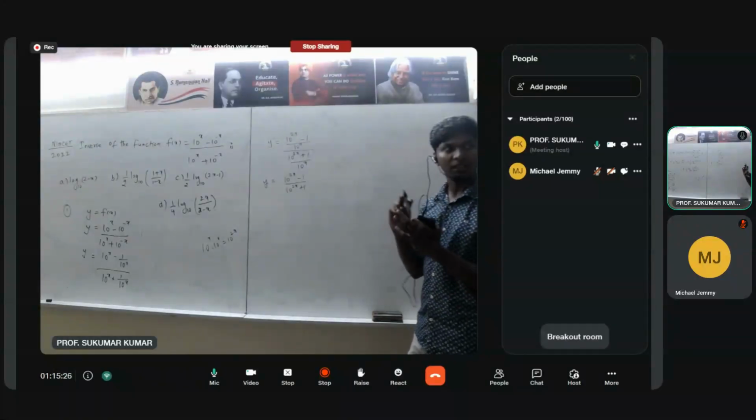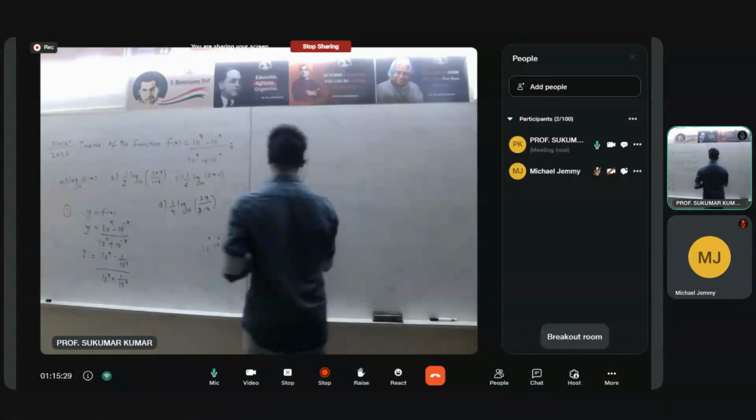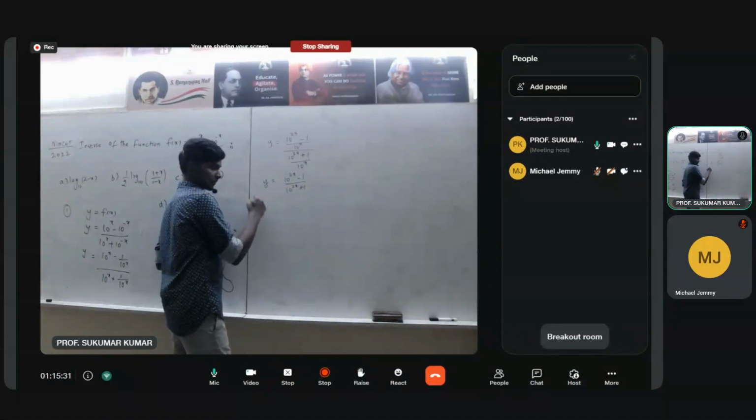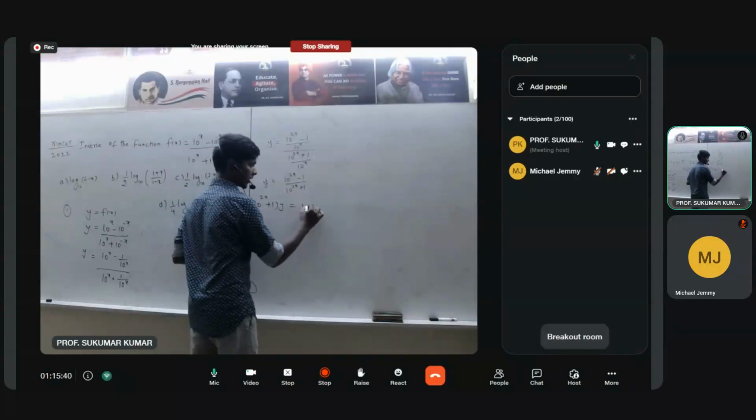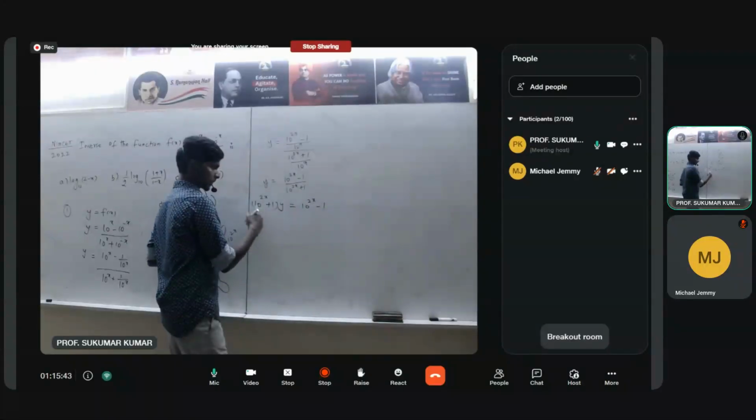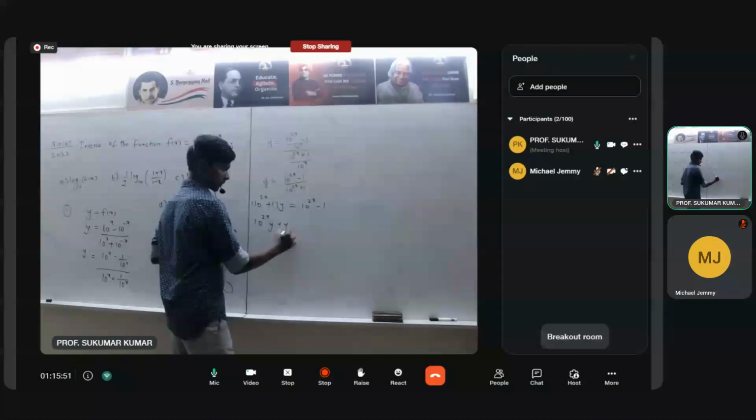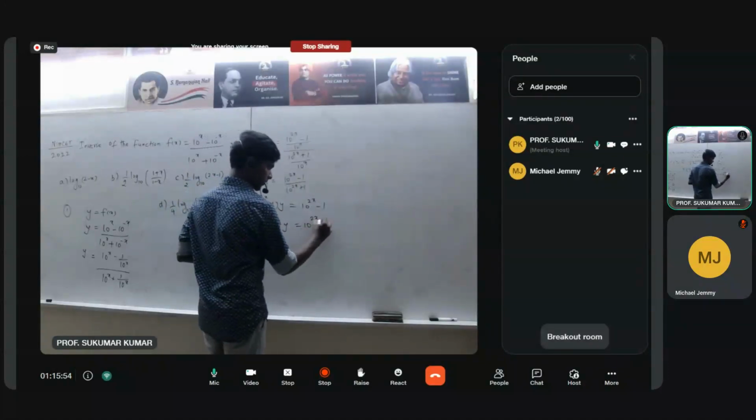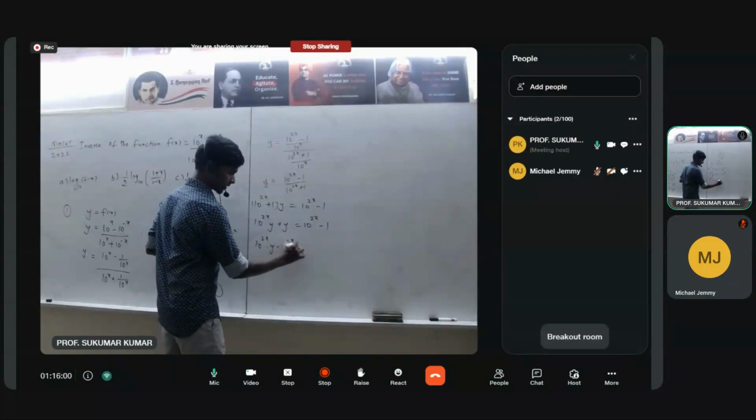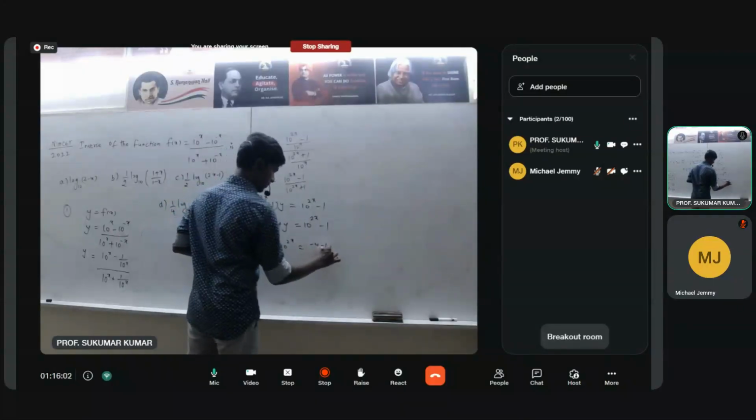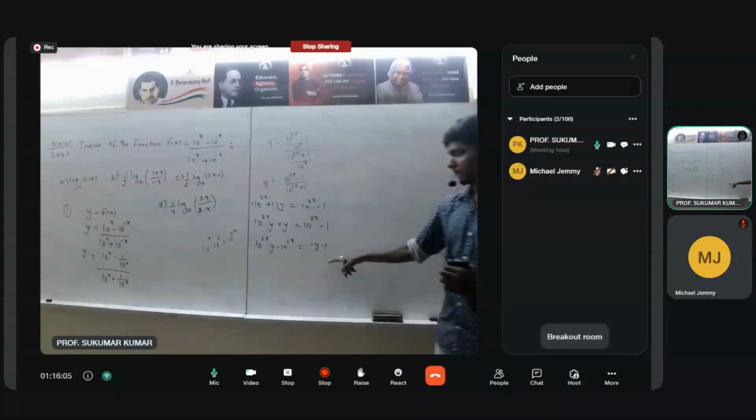We need everything in terms of y. So what are we supposed to do? Cross multiplication. 10 power 2x plus 1 into y is equal to 10 power 2x minus 1. Again, 10 power 2x y plus y is equal to 10 power 2x minus 1. And 10 power 2x into y minus 10 power 2x is equal to minus y minus 1.